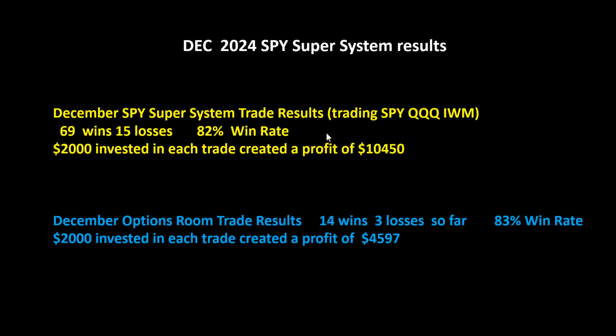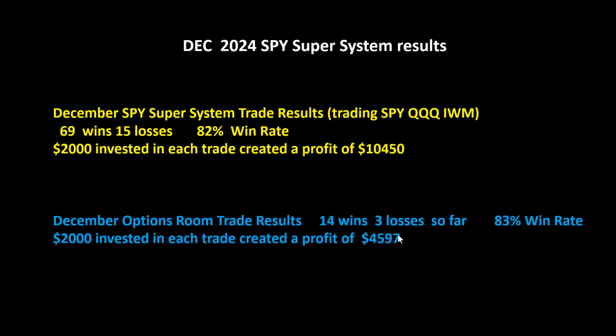All right, and December, that's the last one I did here. SPY super system, 69 and 15, 82% win rate, but $10,450. See, lower win rate, more money. The thing with the SPY super system is, I'll show you here in a second, your entry is going to be very, very close to the support and resistance level. So your losses are going to be small. You're not going to allow these things to go very far before you get out.